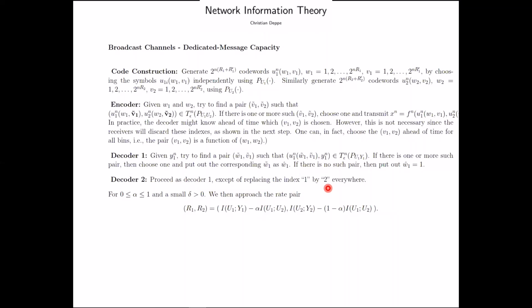As a result, when we analyze this, we get the following rate pairs. R1 is equal to the mutual information between U1 and Y1 minus alpha times the mutual information between U1 and U2, and R2 is the mutual information between U2 and Y2 minus (1 minus alpha) times the mutual information between U1 and U2, where alpha is between 0 and 1. This is the rate region, and it's also optimal if you have only dedicated messages.